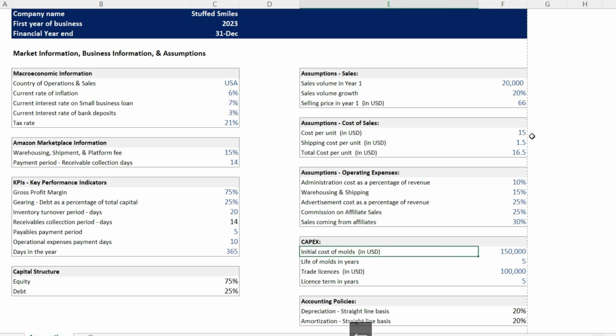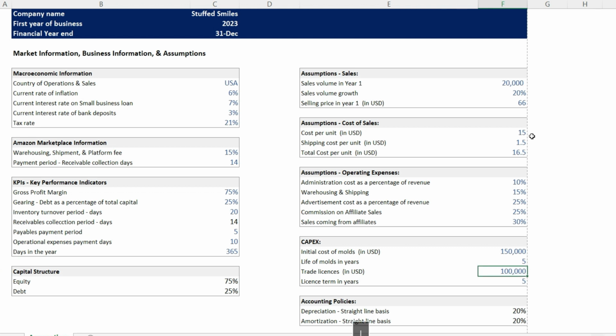Then we have capex. Capex is basically capital expenditure. CAP is capital, EX is for expenditure, capital expenditure. So to prepare our very special stuffed toy, we will need to prepare some molds. That is a very unique product, so we need some special molds for that. So the initial cost of molds will be $150,000, and that will be our cost. We will bear this cost, and we will then provide these molds to the manufacturer. The life of these molds is going to be 5 years.